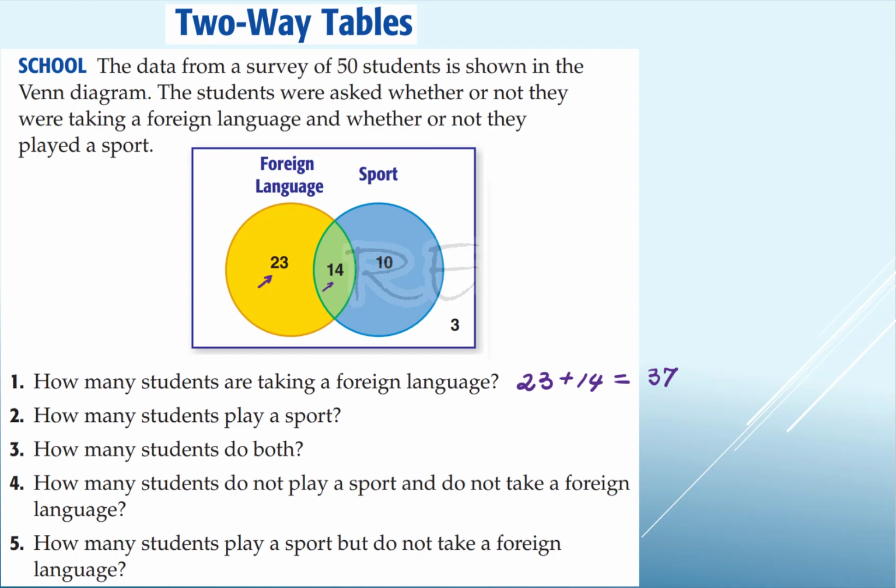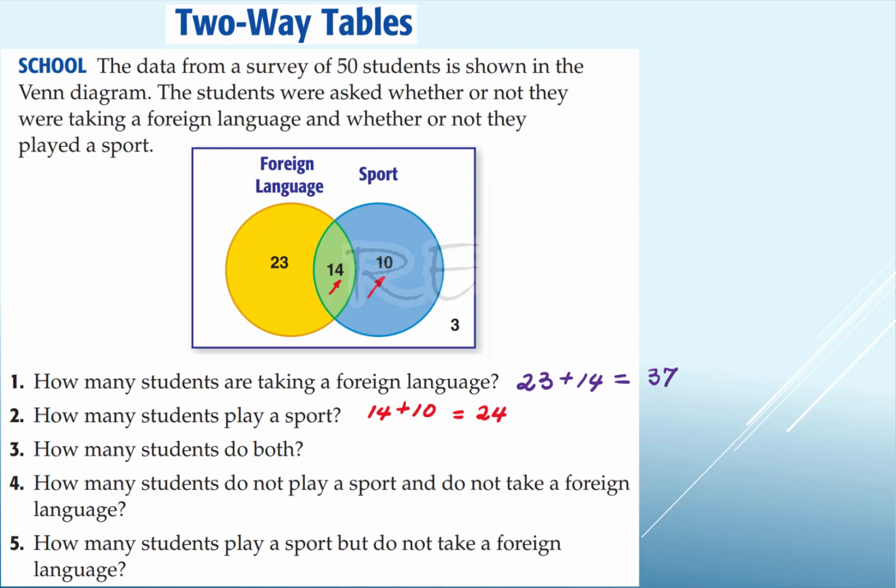How many students play a sport? The blue circle has 10 and 14. 14 is the part that they share together. So how many students play a sport? 14 plus 10, we get 24.